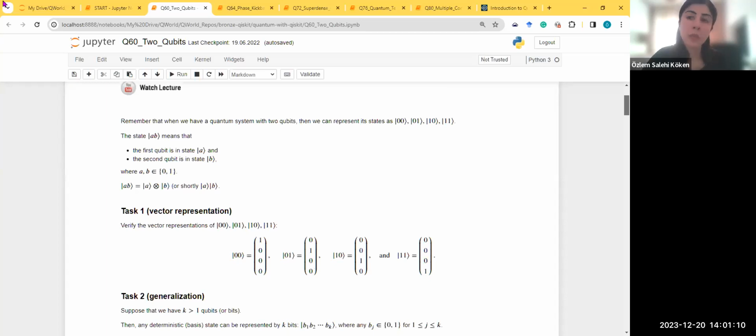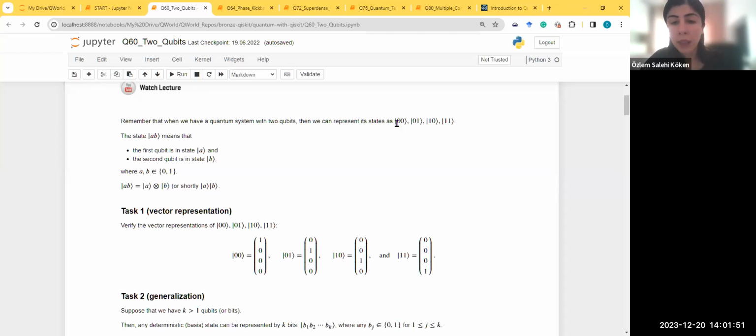So if you remember when we had multiple probabilistic bits, say two probabilistic bits, then we could identify four different states, like 00, 01, 10, and 11. And the same here will be for qubits. If you have two qubits, and they are either in state 0 or in state 1, again, there are four possibilities: 00, 01, 10, and 11. And we show this as ket 00, ket 01, ket 10, and ket 11.